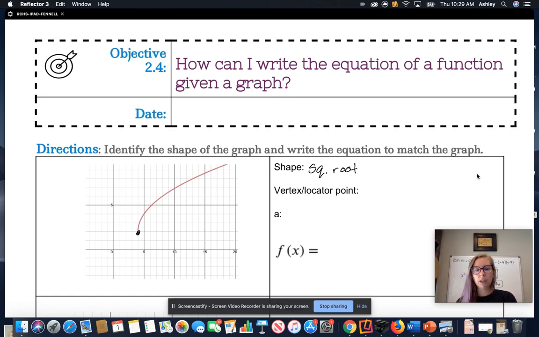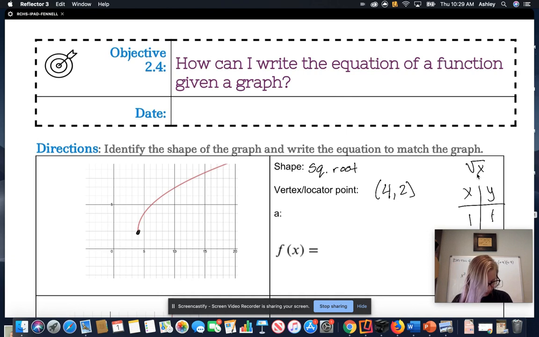Okay, so what is the locator point? Well, in this case, that's going to be the endpoint. So that appears to be at (4, 2). And then we need to figure out the a value. So again, you're going to refer to the mother function. If we have the square root of x, the most basic version of a square root function, and we plug in a value, we can figure out what the expected output is. If my input is 1, I expect to get an output of 1. So normally we would go over 1, up 1.